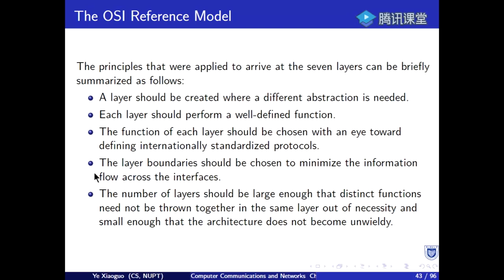Why this point? Minimizing the information flow across the interfaces will make the interface very simple. So the layer boundaries should be chosen to minimize the information flow across the interface.